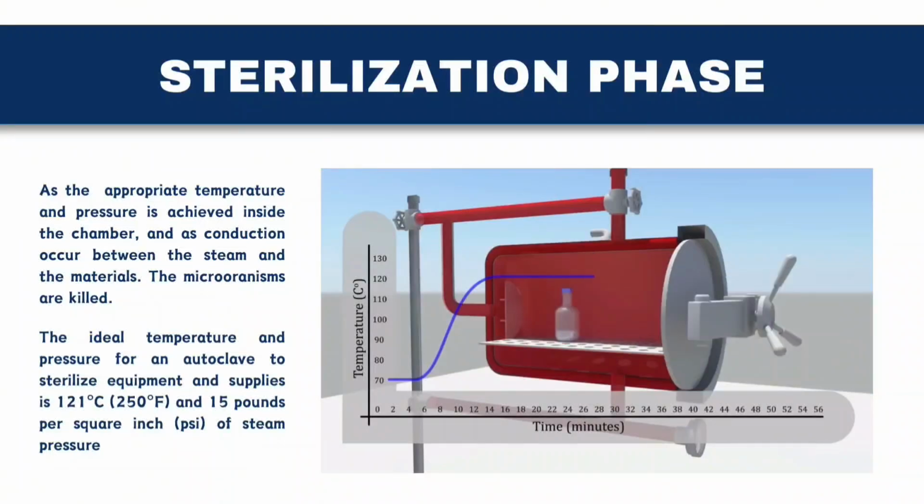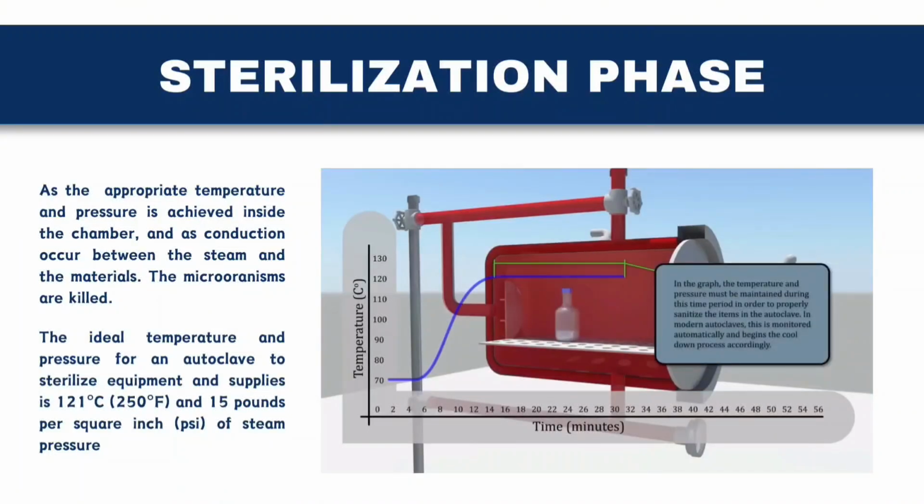In the graph, the temperature and pressure must be maintained during this time period in order to properly sanitize the items in the autoclave. In modern autoclaves, this is monitored automatically and begins the cool-down process accordingly. During the cool-down phase, the pressure in the steam chamber must be maintained until the temperature drops below 100 degrees Celsius to prevent containers with liquids from boiling over and spilling into the autoclave.